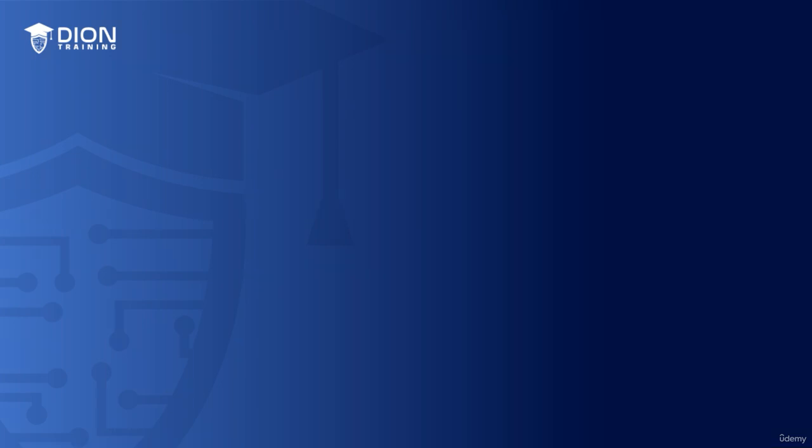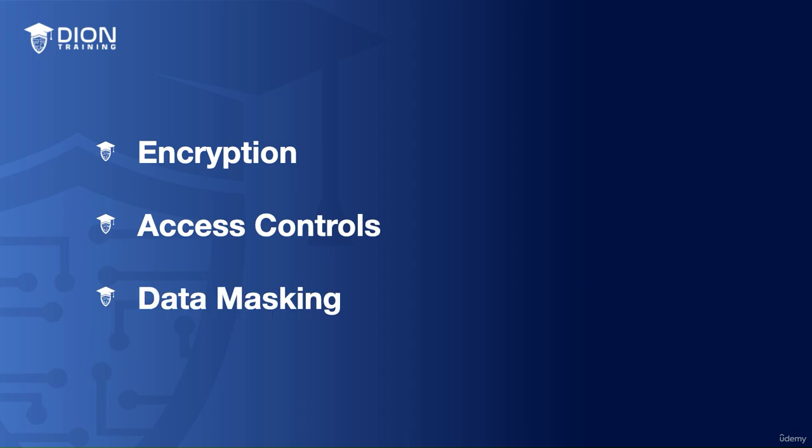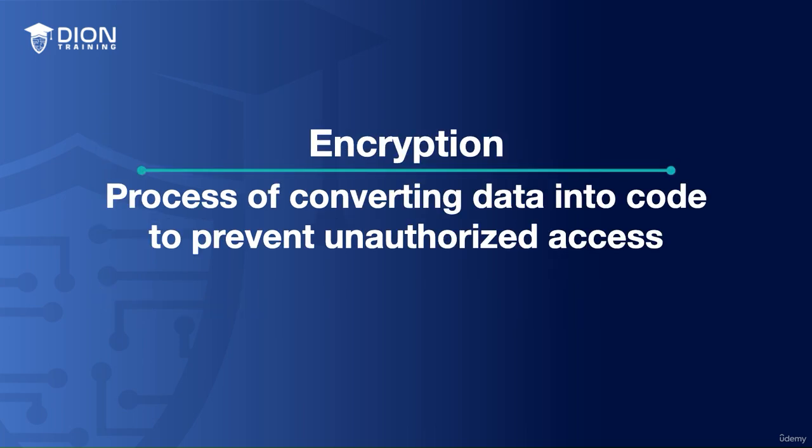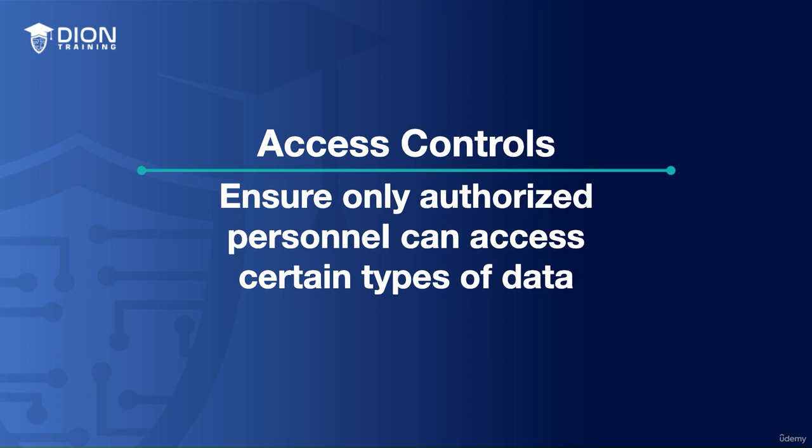Now, in order to ensure confidentiality, we're going to use 5 basic methods: encryption, access controls, data masking, physical security measures, and training and awareness. First, we have encryption. Encryption is a process of converting data into code to prevent unauthorized access. Even if somebody intercepts the data, they won't understand it unless they have the decryption key. Essentially, with encryption, we're scrambling up the plaintext data into an indecipherable jumble until the right decryption key is provided, in which case the scrambled data, which we call ciphertext, can then be quickly presented again in its plain text format. Second, we have access controls.